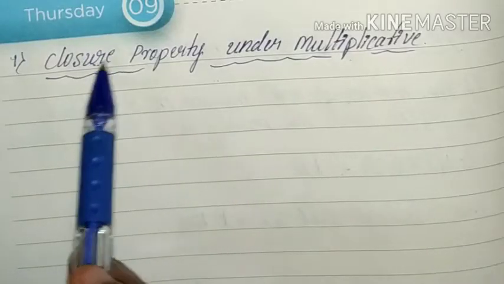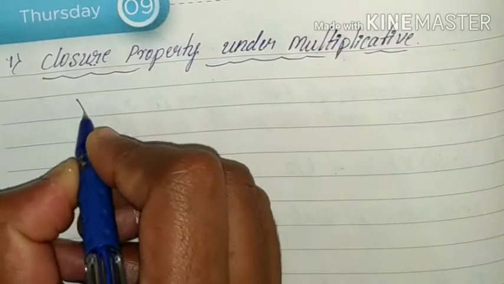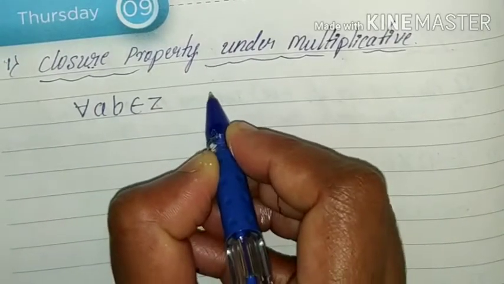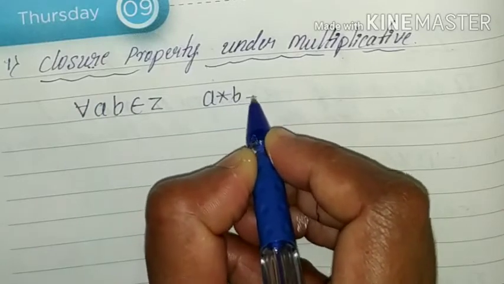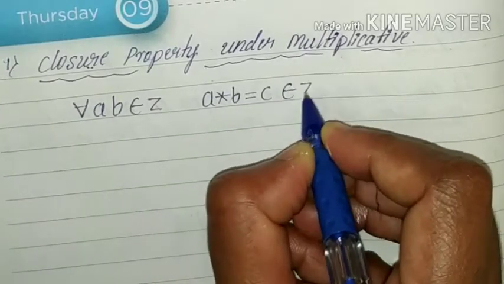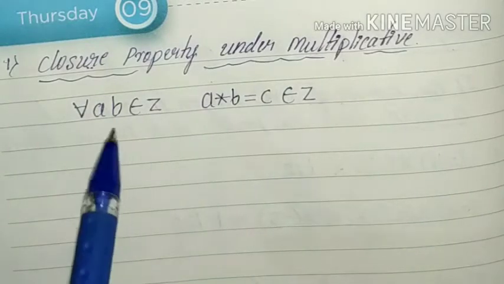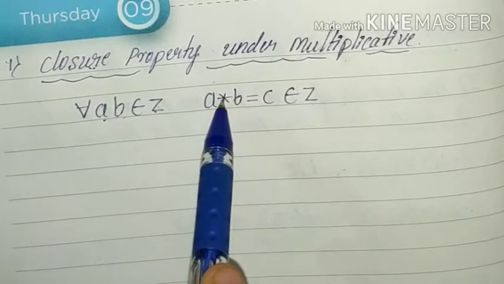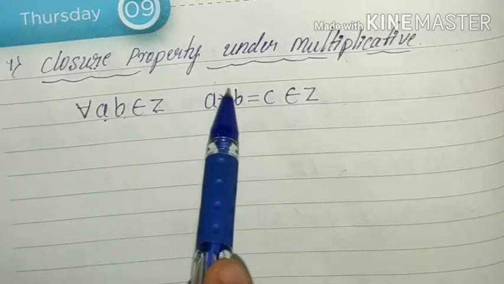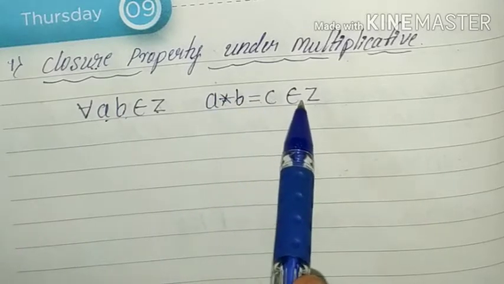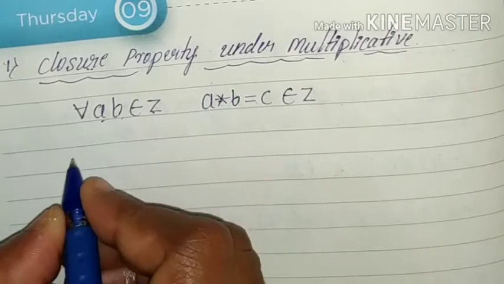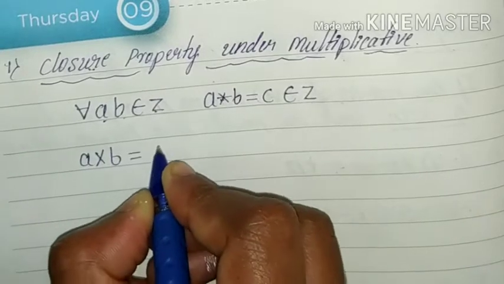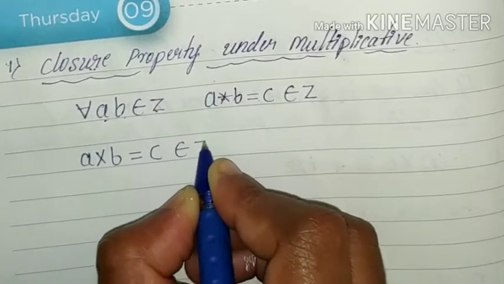As we studied before, what is the closure property? For all a, b belongs to Z, a star b is equal to c also belongs to Z. That means if a and b are any two integers, then any mathematical operation applied on these two integers gives a result in the set of integers only. So here a into b gives c. That product also belongs to integers.